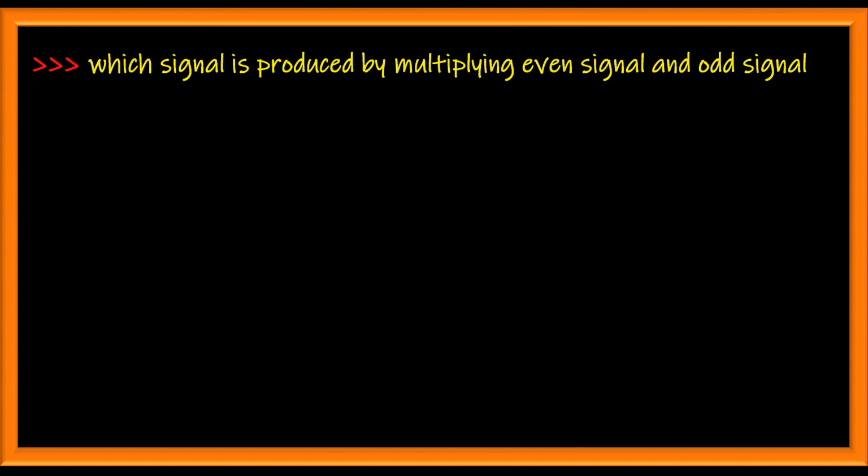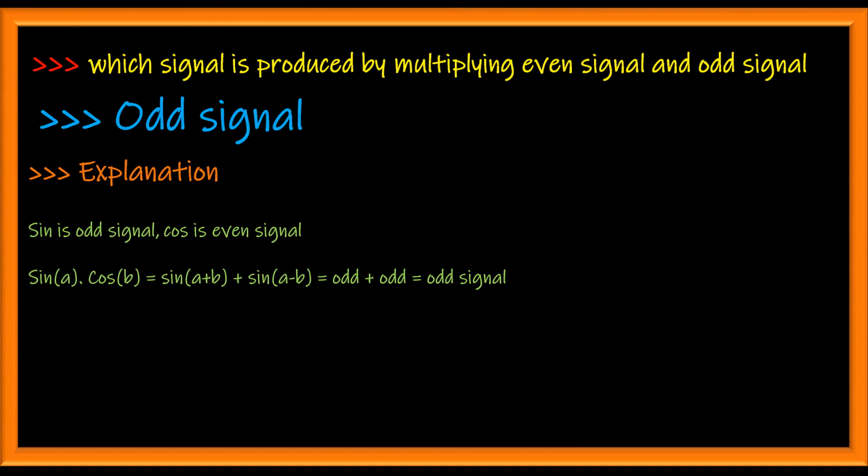Which signal is produced by multiplying even and odd signals? Odd signal. As you know, sine is an odd signal and cos is an even signal. So multiplying an odd signal with an even signal is like multiplying a sine with a cos. Now from trigonometry, we have sine A cos B equal to sine A plus B plus sine A minus B. So multiplying an odd signal and an even signal gives us two sines, which are two odd signals, and the sum of odd signals is again an odd signal.